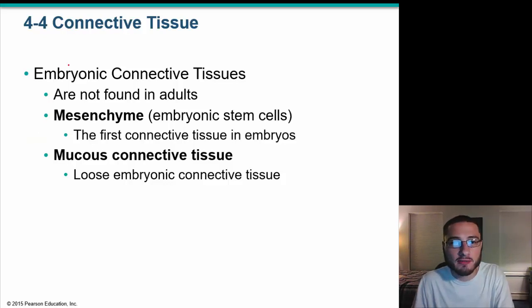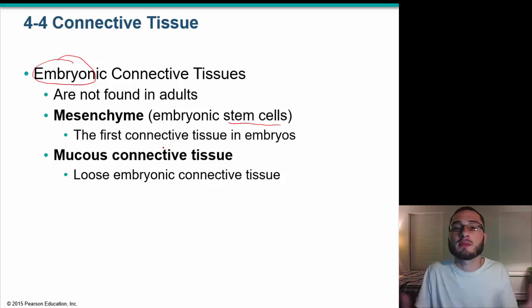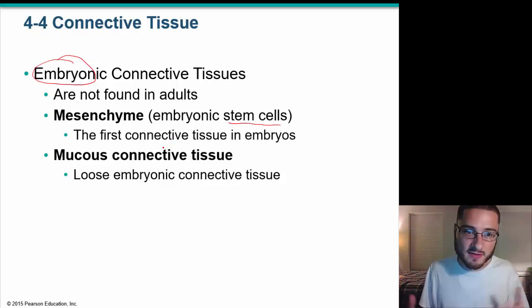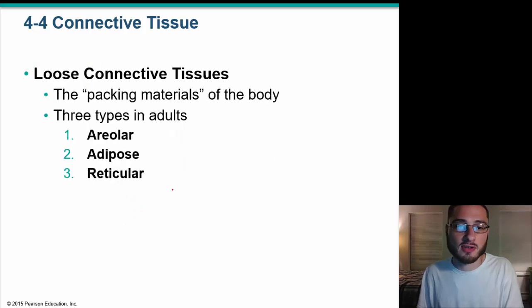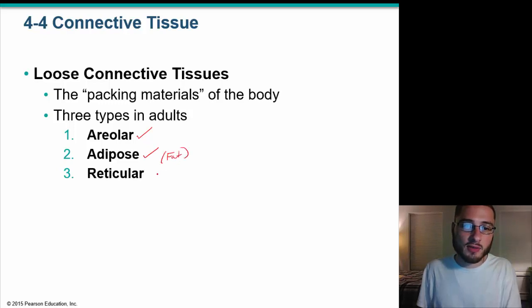You have embryonic, meaning in embryos. Embryonic connective tissue not found in adults has mesenchyme, those stem cells, embryonic stem cells. First connective tissue in the embryo, and that mesenchyme is what becomes the other types of tissues in the body, or the connective tissue in the bodies. You have mucous connective tissue, loose embryonic connective tissue. Once again, embryonic, not found in adults. Loose connective tissues, the packing materials of the body. There's three types in adults. Areolar, adipose, remember that's talking about fat. And then we have reticular.